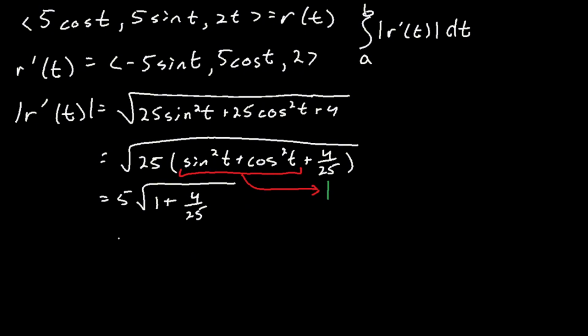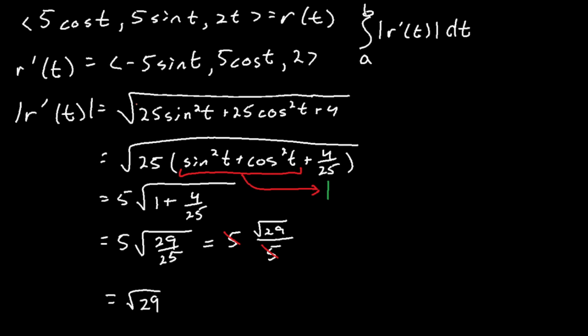Once you get this, maybe I'll make this look neater. What is this, 29 over 25. And then, this is easy. You get 5 square root of 29 over 5. Then these cancel out. What do you get? Your final product all the way at the bottom here is square root of 29. So square root of 29 is our magnitude of r prime of t.